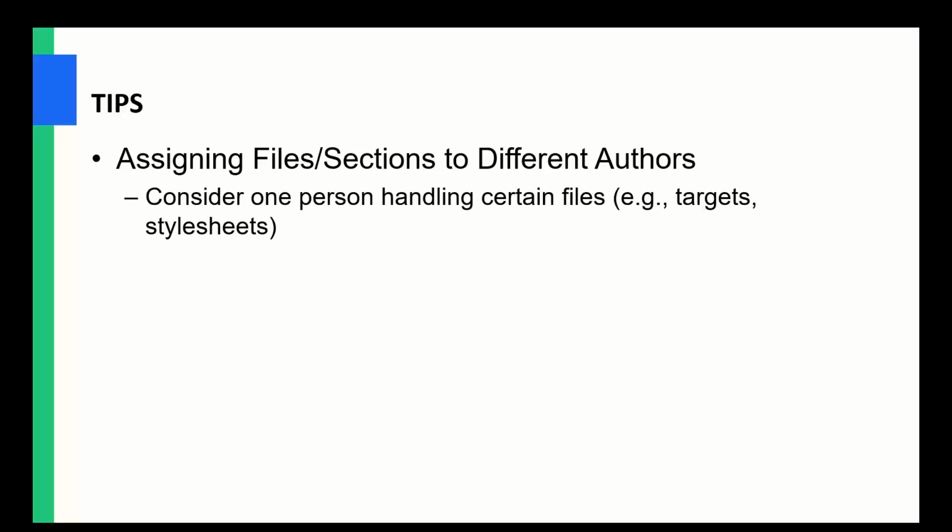But for certain files, say for example, targets and style sheets, it might be a good idea to have only one person or a couple of people at most making changes to those kinds of files, because they can be harder to deal with conflicts than, say, topic files. Now, what about tables of contents? Well, they're not topics, so it's not HTML, but it's common for all authors to need to edit those.